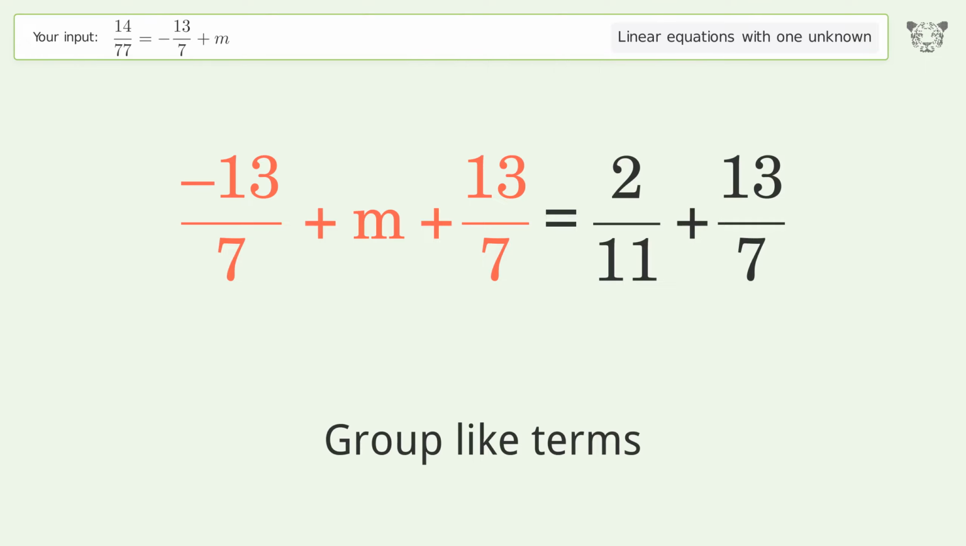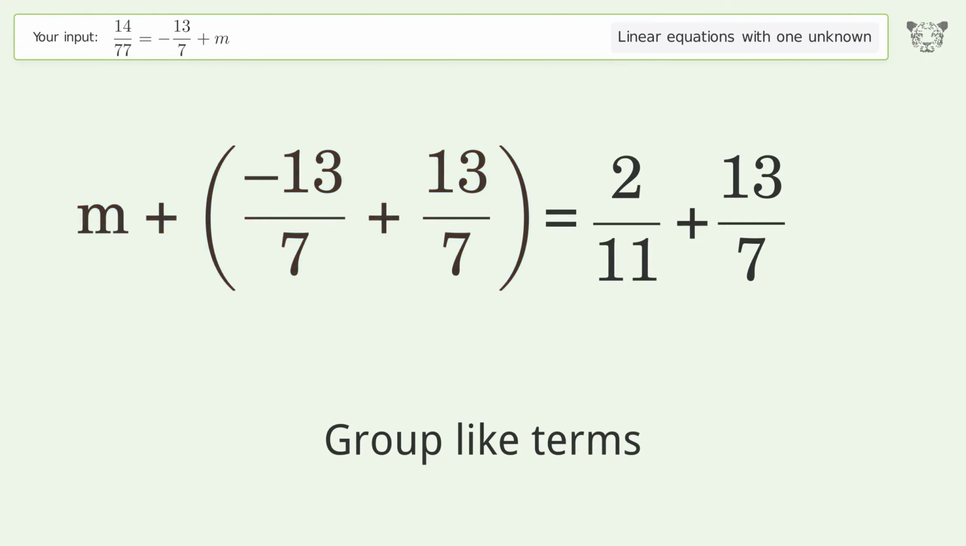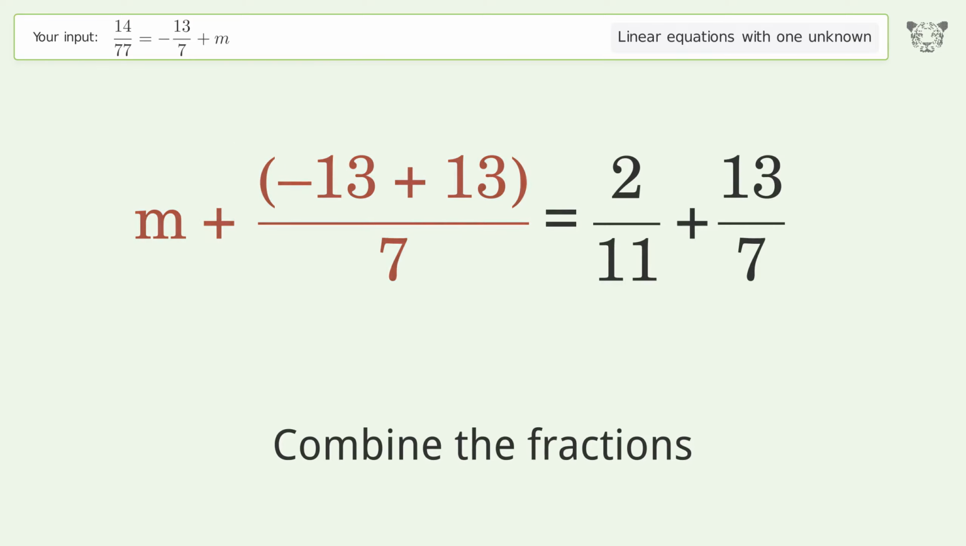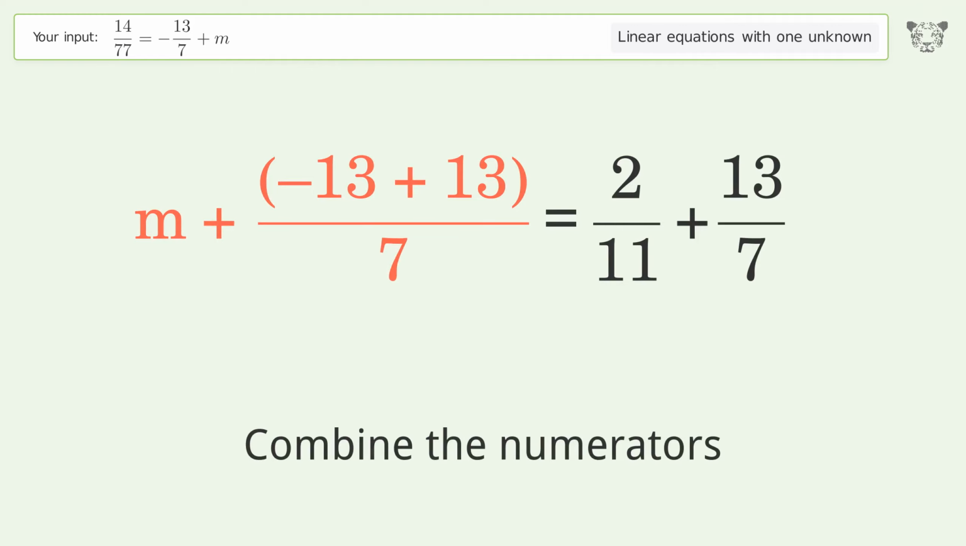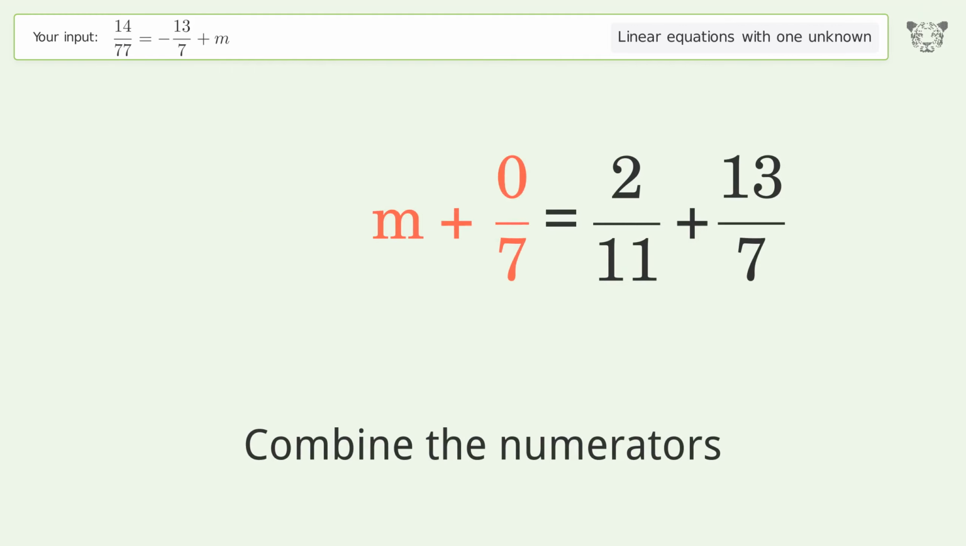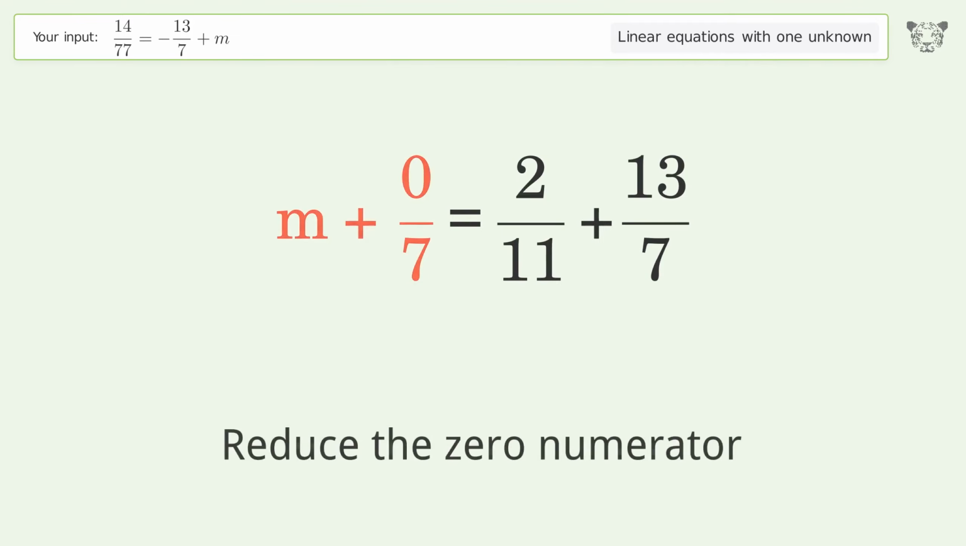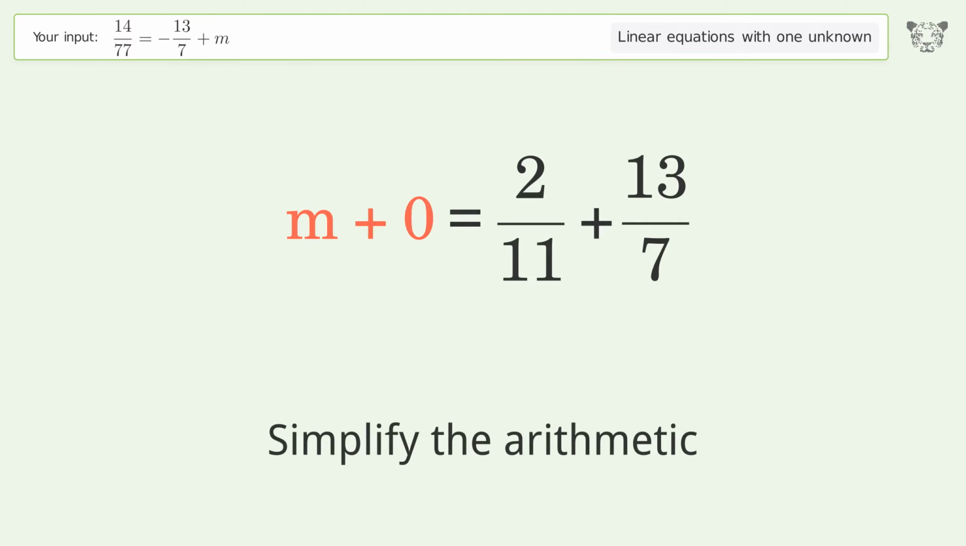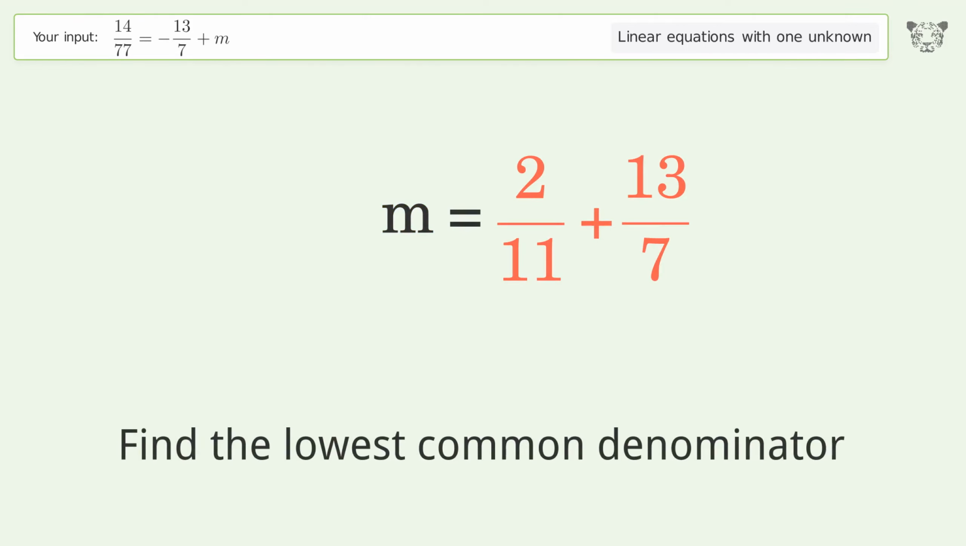Group like terms. Combine the fractions. Combine the numerators. Reduce the zero numerator. Simplify the arithmetic. Find the lowest common denominator.